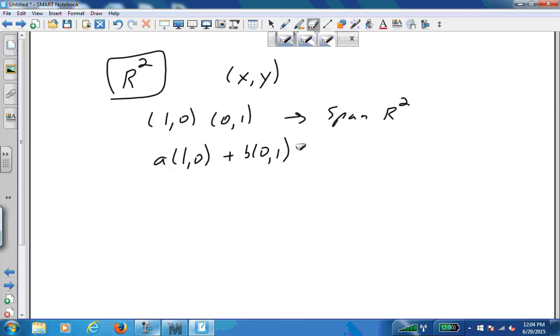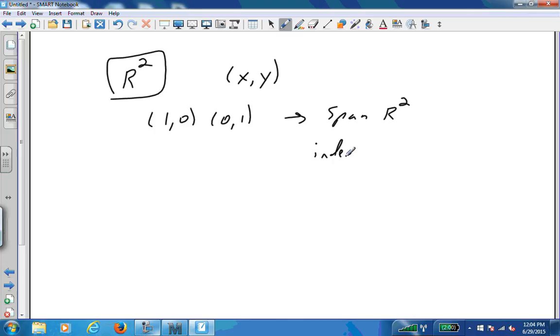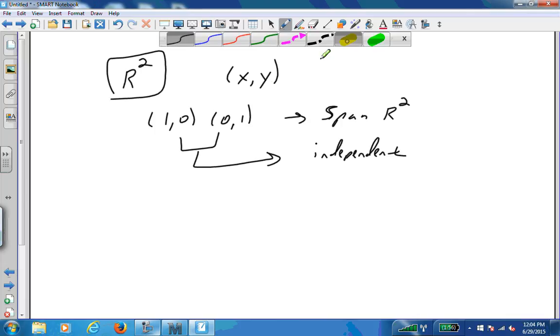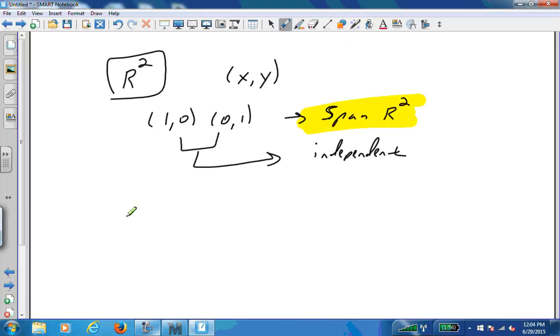Also, these two vectors are linearly independent. We only have two, so one is not a scalar multiple of the other one, so they're not dependent, therefore they're independent. So in order for something to be a basis, it must span that vector space, and all of the items in that set must be independent. So this is said to be the standard basis of R2.